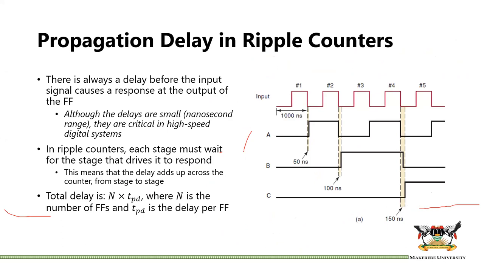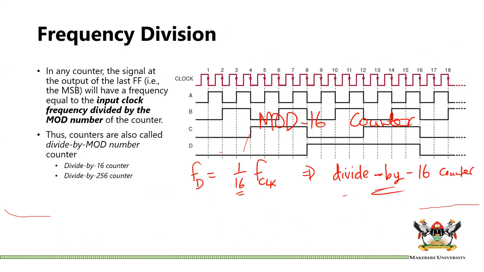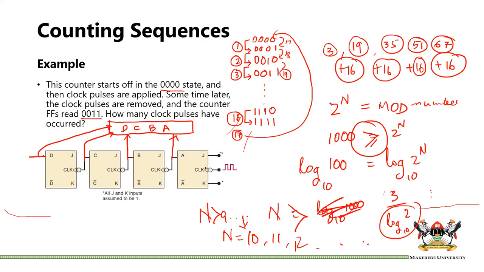Now let us look at propagation delay in RIPO counters. You see the problem with RIPO counters, the way they are connected, is that the signal applied here and the clock usually take some finite time. Even when you're moving from a 1 to 0, it is not instant. There's some delay. This is something that we call a propagation delay or a transition delay, which is TPD. In other words, there is a time that the signal moves from the input through the flip-flop to do its thing until that effect is reflected at the output. That is called a TPD, and it happens in each flip-flop.